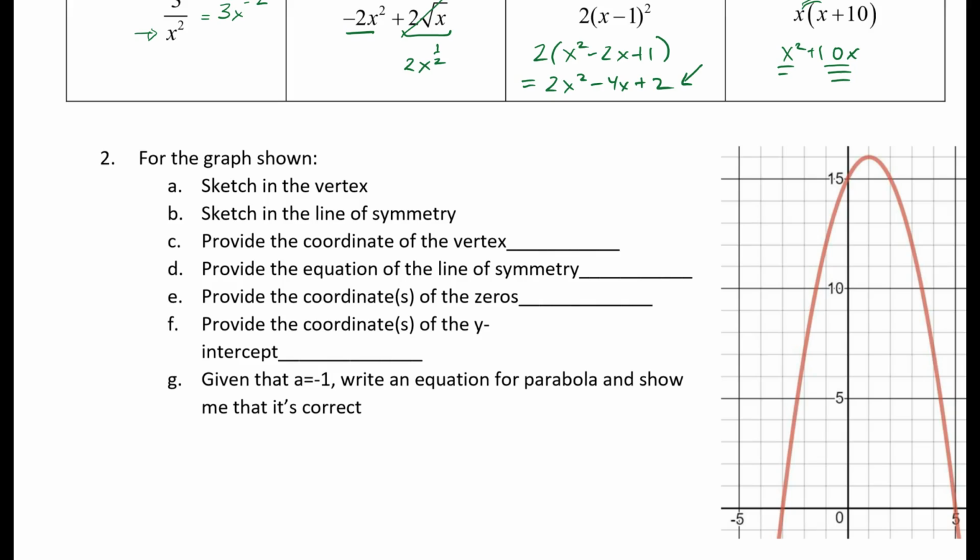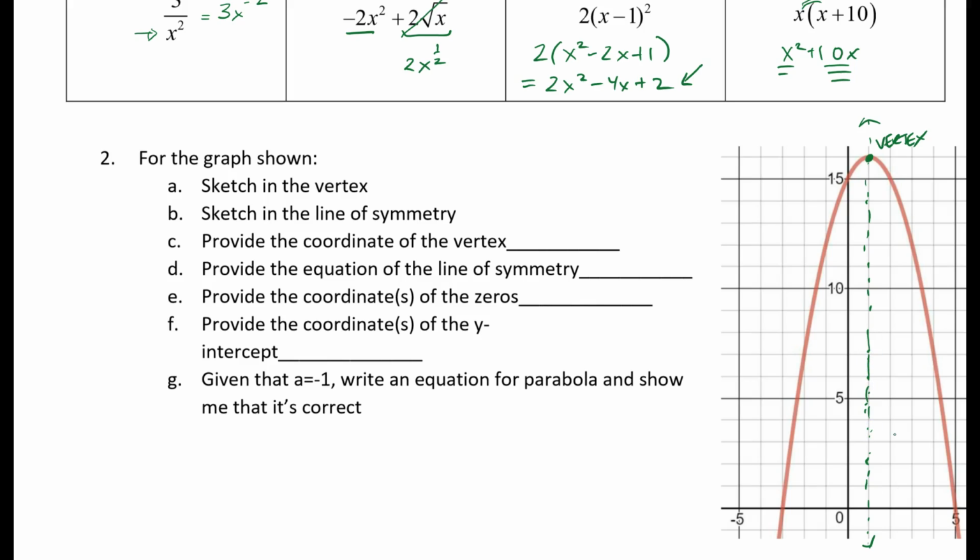For the graph shown, sketching the vertex. Well, remember the vertex is the turning point on the parabola, so right there is going to be our vertex. Line of symmetry is the line that actually goes through the vertex. It's if we could fold over this parabola, would it fold on top of itself? So that's the line of symmetry.